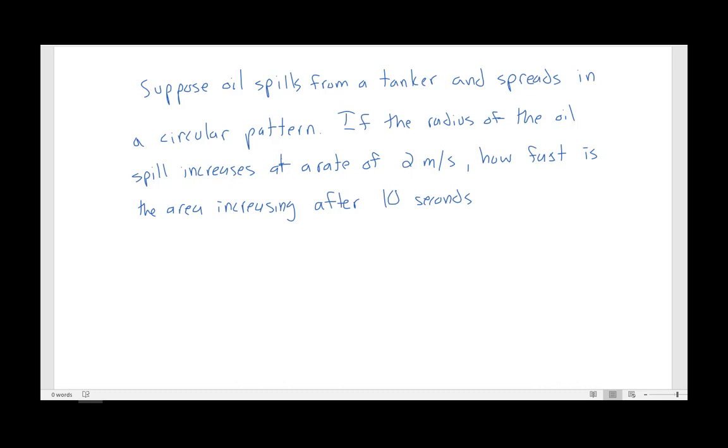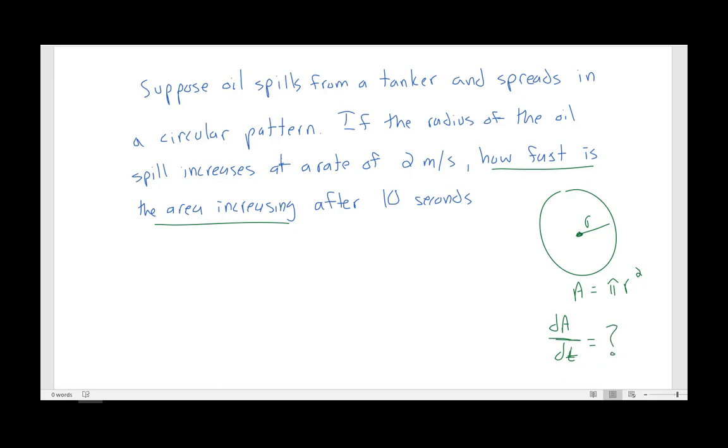Geometrically speaking, we're talking about a circular pattern, and we have a radius of a circle. And we're being asked to find how fast the area is increasing. So we're wanting to know the rate of change of area. We know the area of a circle is pi r squared. And what we're being asked to find is how fast area is changing over time.